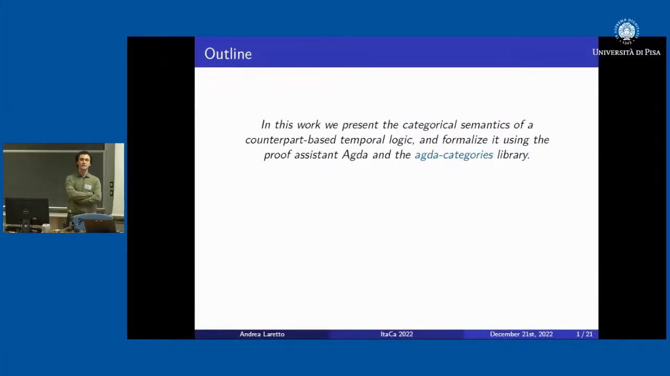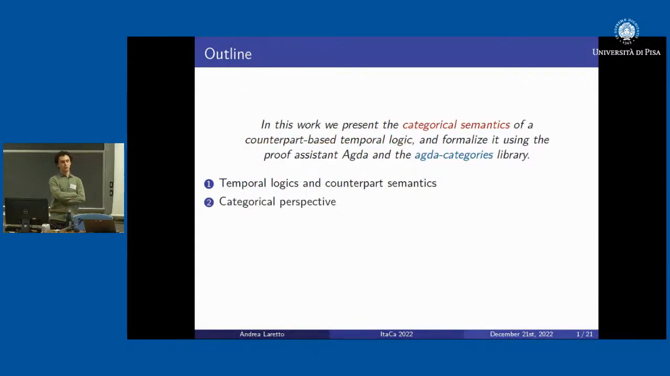And I'll present a brief summary of what we've learned by formalizing these categorical structures using a proof assistant, Agda, based on dependent types, and a library for formalizing categorical constructions called agda-categories. First, I'll present a brief introduction to temporal logics and counterpart semantics. Then I'll move on to the categorical perspective on the semantics of these logics and their models, then give some insights on the formalization in Agda, and conclude with some future work.